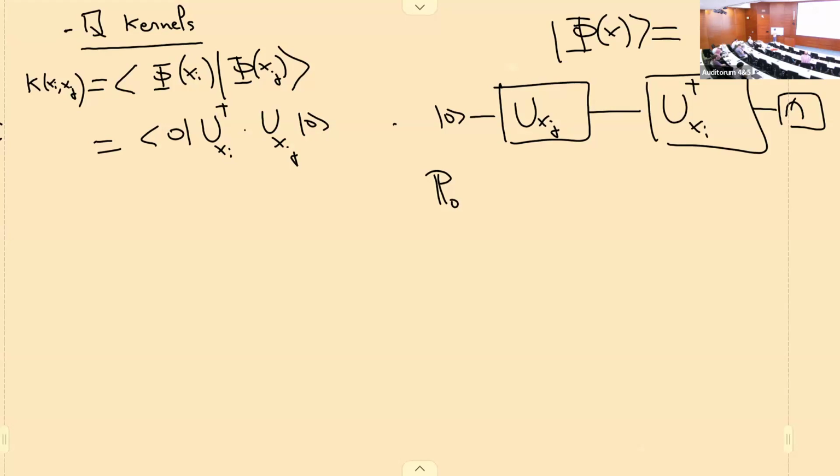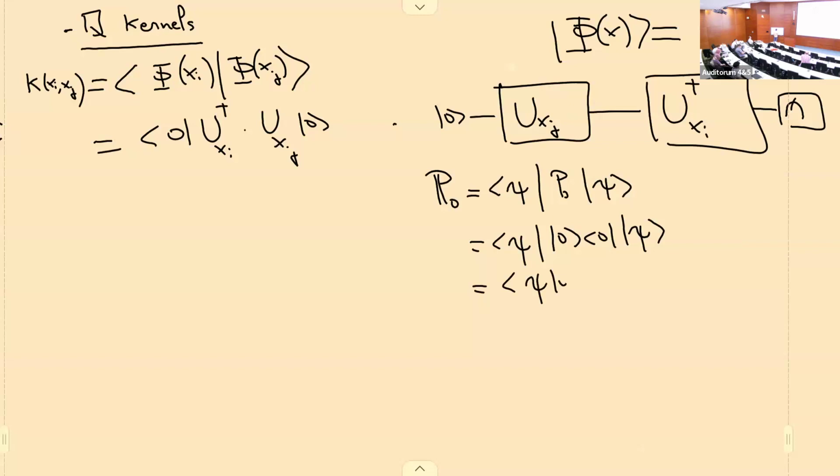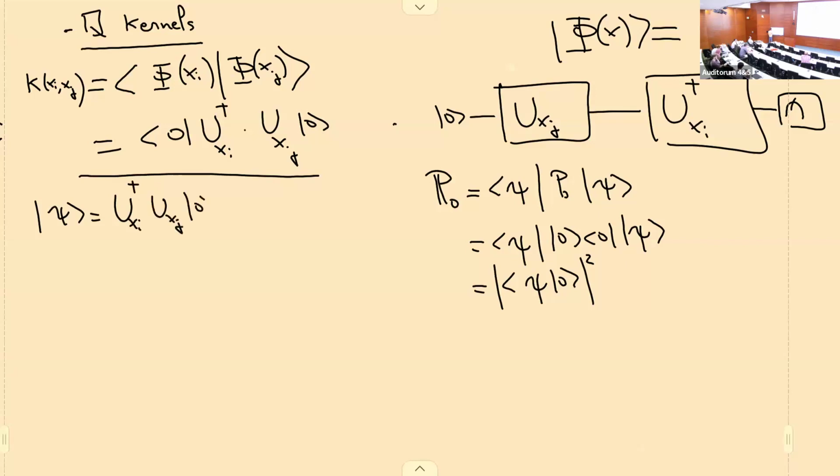Well, if you remember, the probability of observing 0 is what? Is the state psi times the projector onto 0, which we call P0, psi, which is psi, this is just the 0, 0 psi, which of course is the modulus squared of the inner product of psi with 0, for any quantum state. So now my quantum state psi, I know what it is here, right? Here psi is u dagger xi u xj applied to 0.